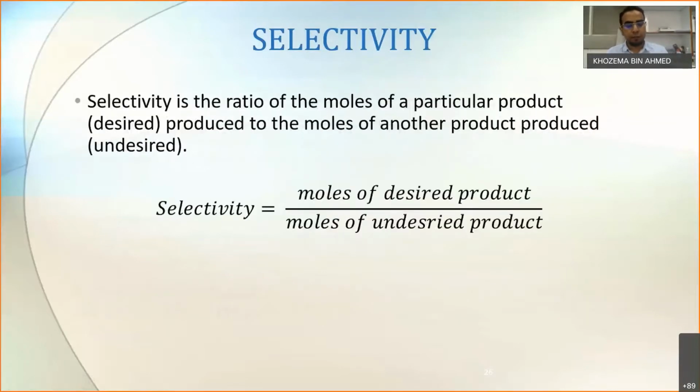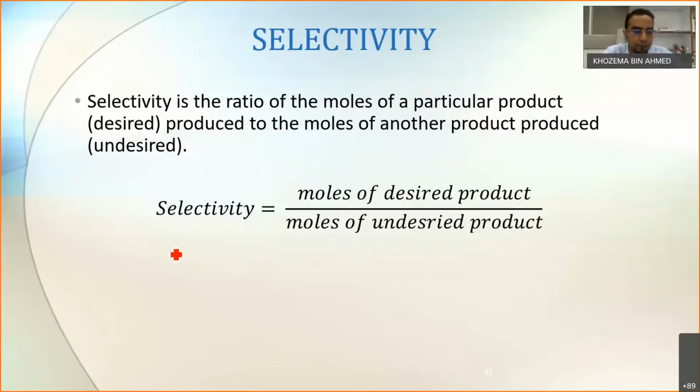So the next concept in our class is the selectivity concept. Selectivity is the ratio of moles of a particular product, which is the desired product, produced to the moles of another product produced, which is undesired. So the selectivity formula is equal to moles of the desired product over moles of undesired product. This selectivity concept is important when you have the same reactant.